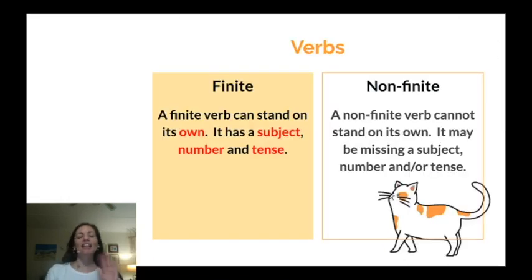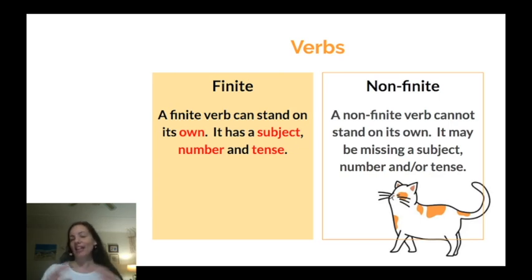So let's look at the two categories. We're going to look at finite verbs and non-finite verbs. So what is a finite verb? Well, a finite verb is a verb that can stand on its own. It has a subject, it holds number, and it tells me tense. While non-finite verbs can't stand on their own because they're missing one of those elements.